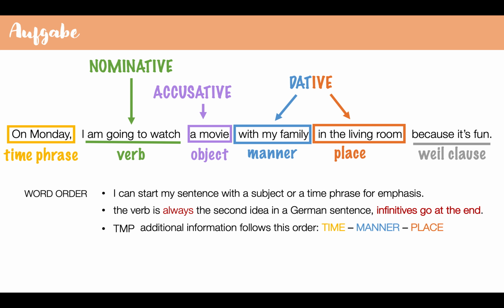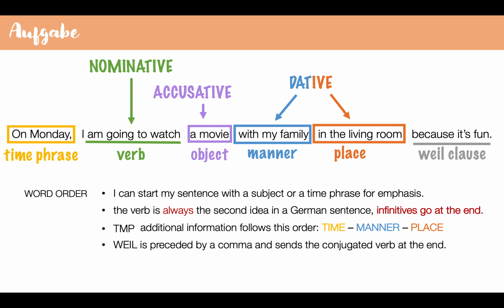So we have a subject, we have a verb, and if we have loads of additional parts and we don't really know in what order to put them, it follows the following structure. It's time, manner, place. So here the time is on Monday, that's my time phrase, but I used it to start my sentence. The manner is with my family, that's how I'm performing the action, and in the living room is the place. So think about it and bear that in mind when translating.